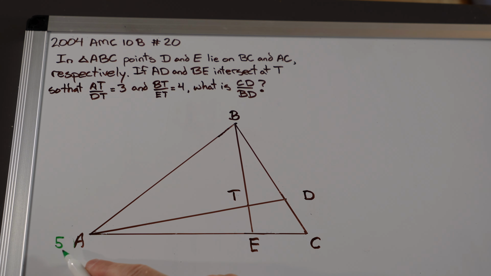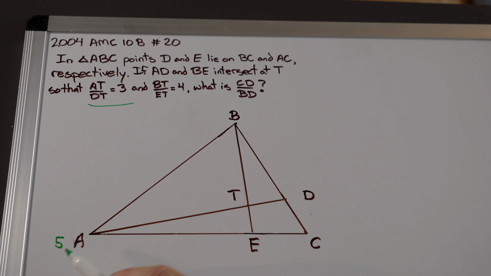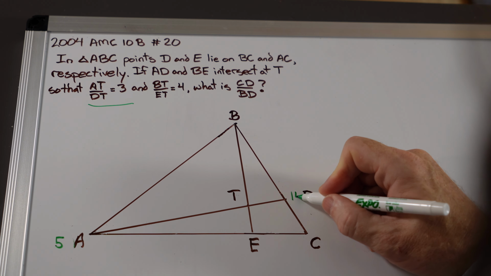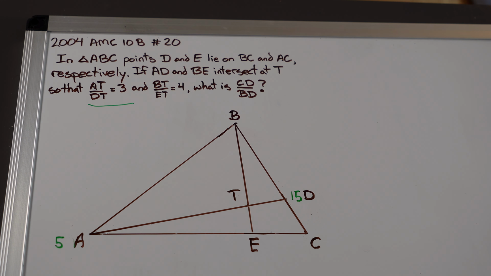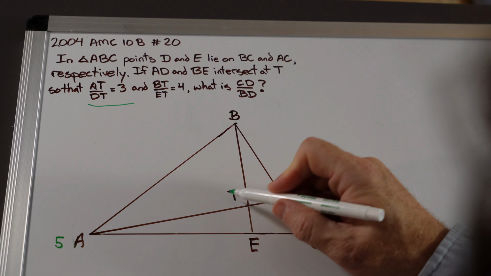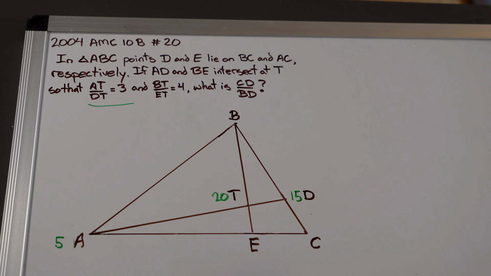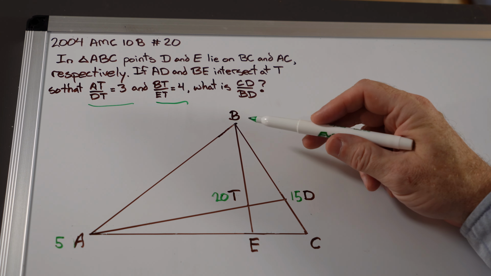So with a mass of 5 at A and a ratio AT to DT of 3, the masses must be in inverse proportion, so we'll put 15 at D. And balancing on segment AD, there's a mass of 20 at T. Then BT to ET is 4.